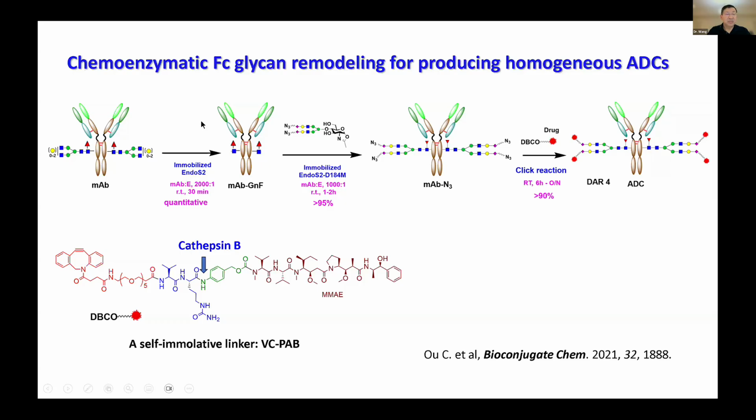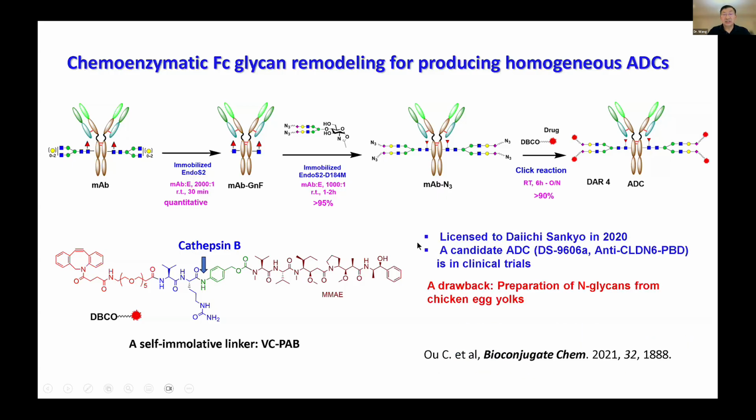The advantage of this method is that it doesn't matter how you produce the antibody. You can use yeast cell, insect cell, and mammalian cell because you don't care about the glycan. So long as you have the glycan, you can remove it first and then put the tag on, right?